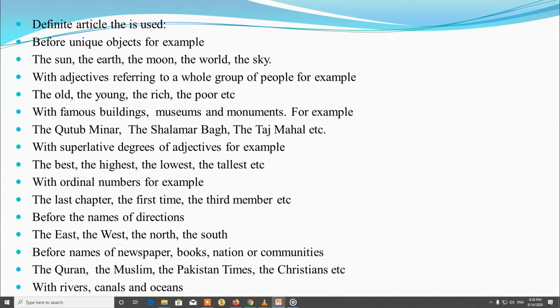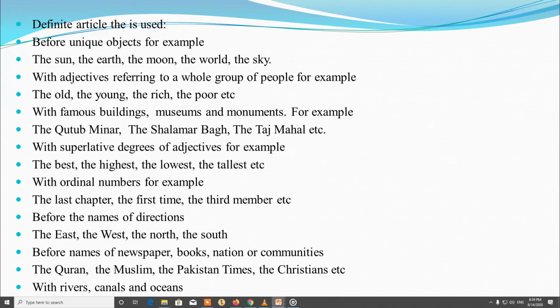With ordinal number, for example, the last chapter, the first time, the third member, etc. Before the name of directions, the east, the west, the north, the south. Before the names of newspaper, books, nation, or communities, the Quran, the Muslim, the Pakistan Times, the Christians, etc. With rivers, canals, and oceans, for example, the Indus, the Arabian Sea, the Pacific.